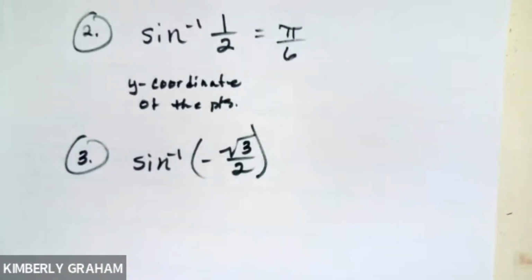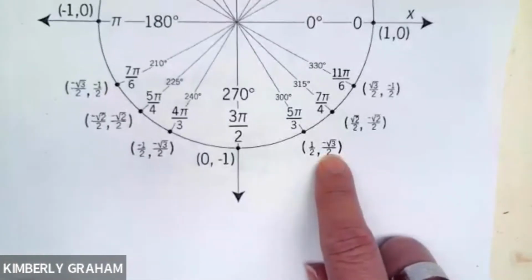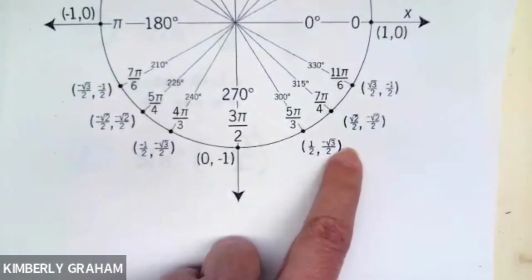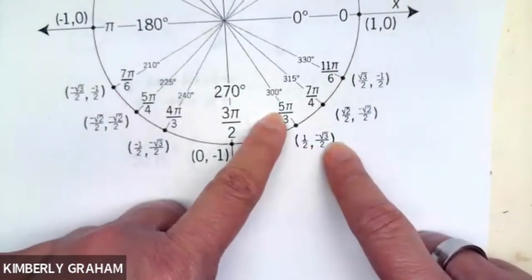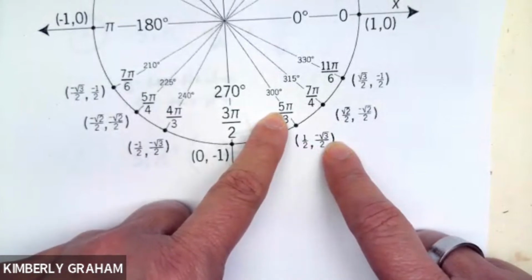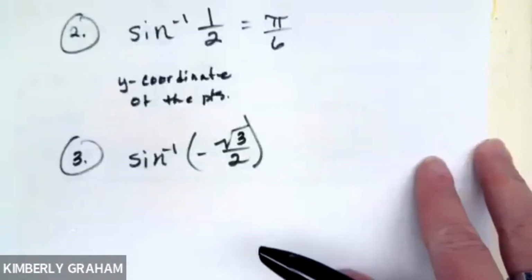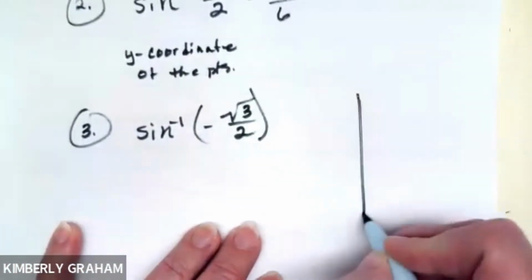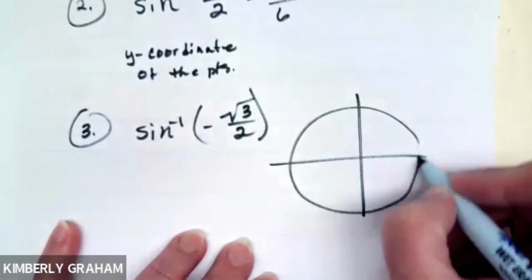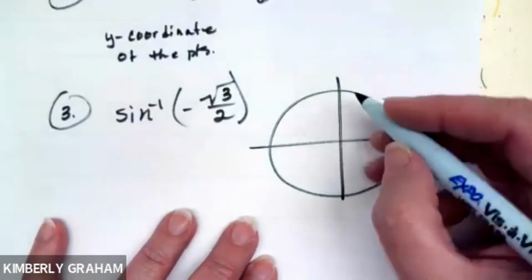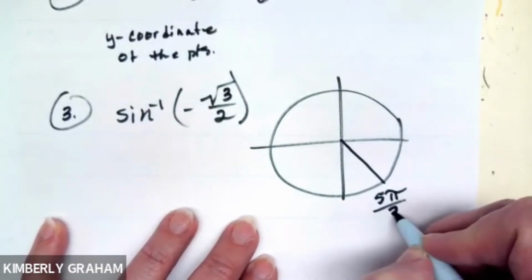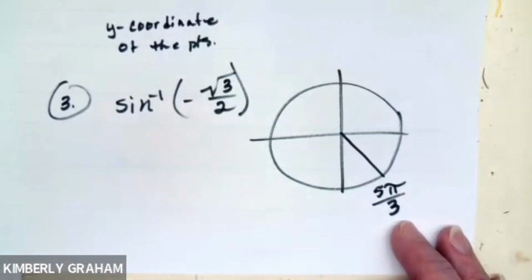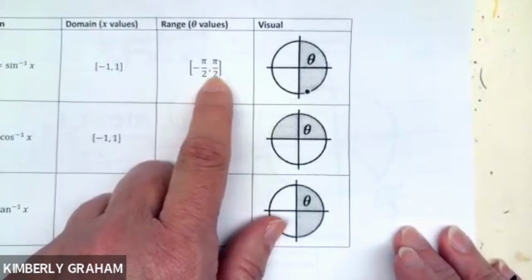So I need to find the point that has a y value of negative square root of 3/2, which is this angle. It's very tempting to say that this angle is 5 pi/3. But that's not my answer. Let me do this because I don't want to mess up my unit circle paper. This is 5 pi/3, but 5 pi/3 is not in my range here.